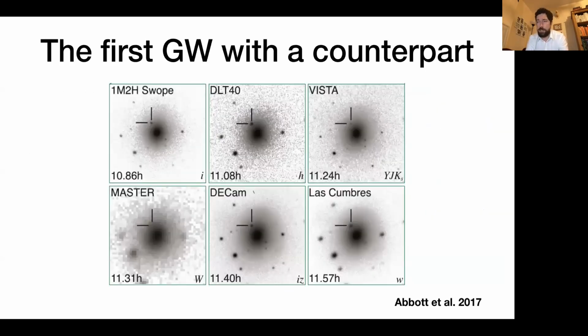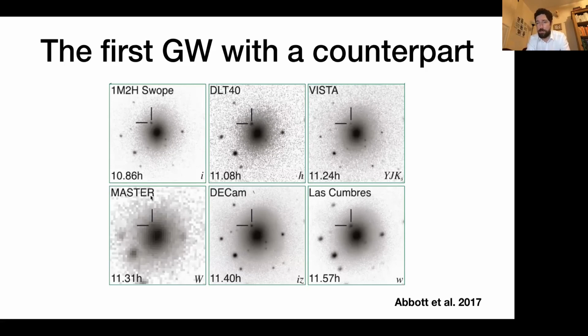So what you can see here are 6 images from 6 different telescopes. All quite small telescopes. So this is a 1 meter telescope. I think MASTER is like a 0.5 or 0.6 meter telescope. And the time here in the bottom left is the number of hours since the gravitational wave was detected. So just under 11 hours from the gravitational wave being detected.